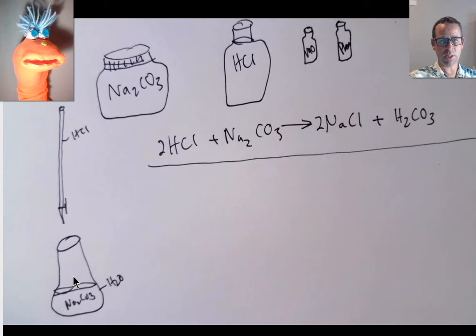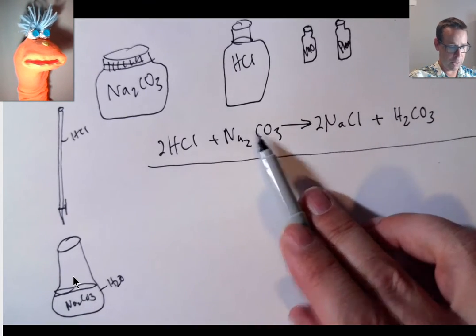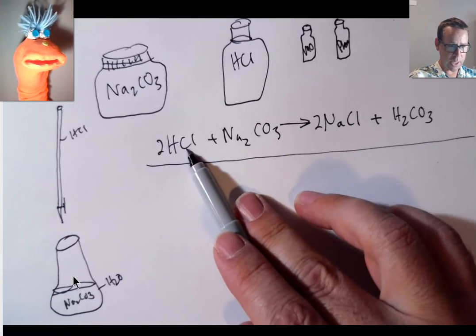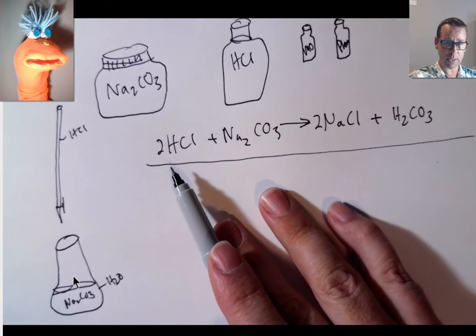And we were introducing the fact that this reaction, when you start off with the sodium carbonate and you gradually add the HCl, so we're not adding 2 moles of HCl all at once, we're gradually adding the HCl.